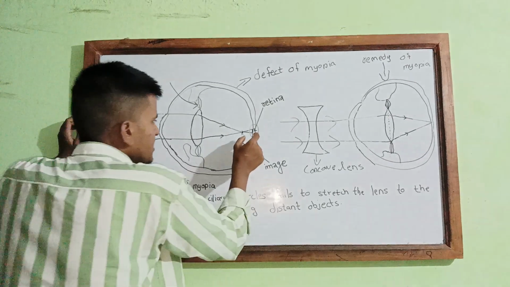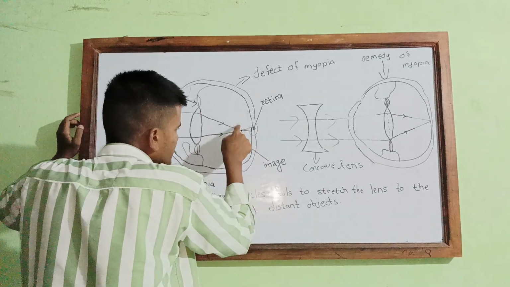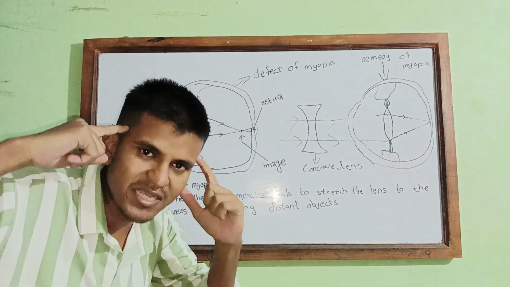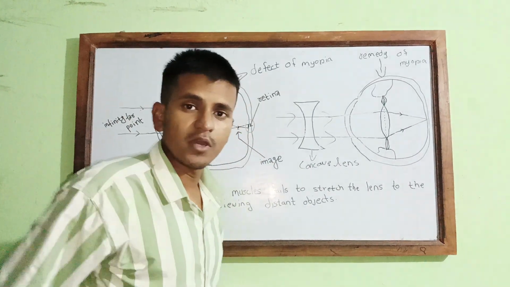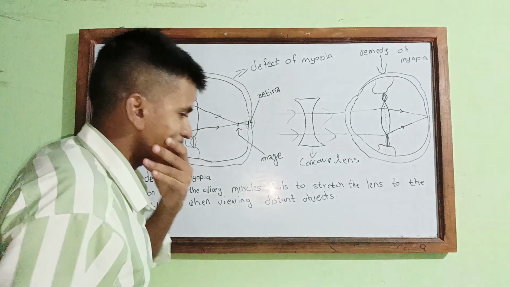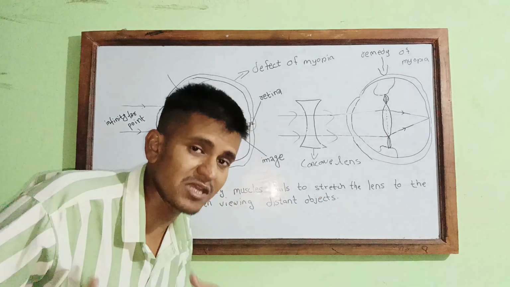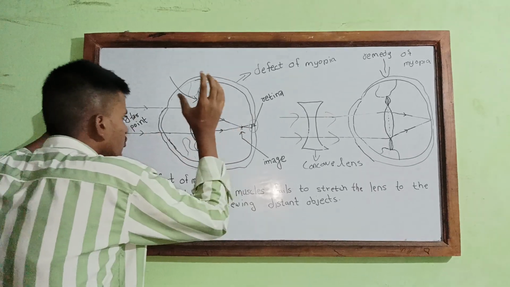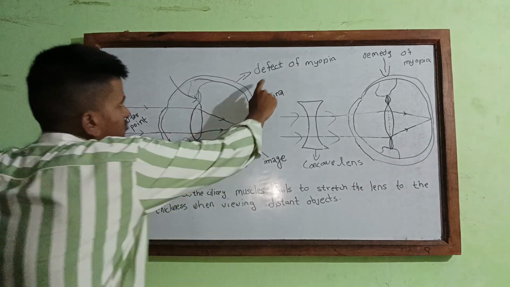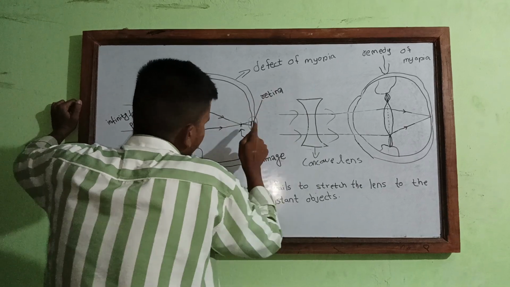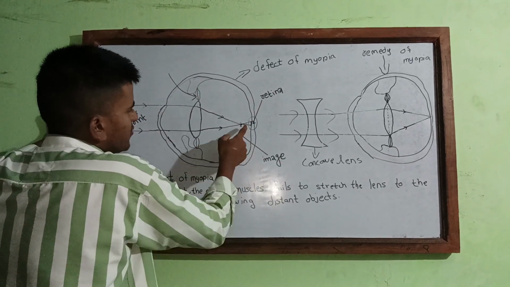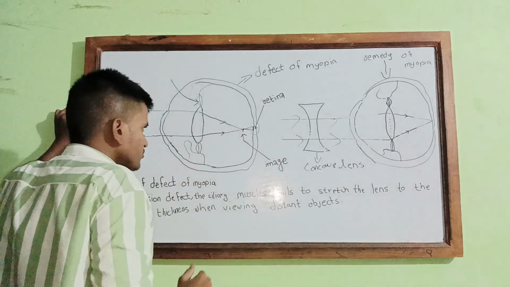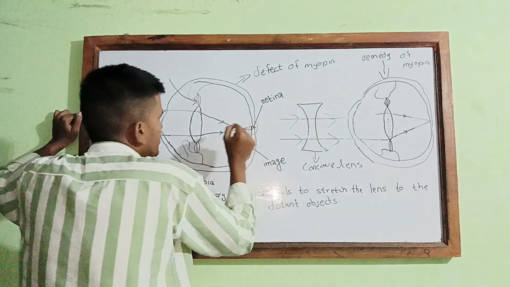What happens is, this image should be formed directly on the retina. Only then will our brain sense that we are able to see some figures or some picture. Otherwise we won't be able to sense what we are looking at. Now it is forming right in front. This is the main defect of myopia: the retina is here, and the image is formed a little bit away from the retina, not exactly on the retina.